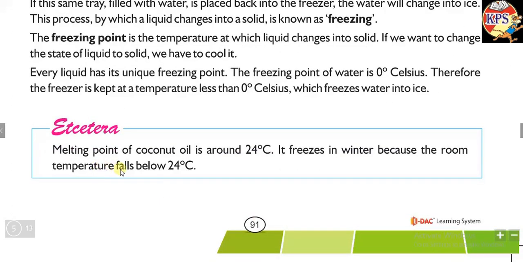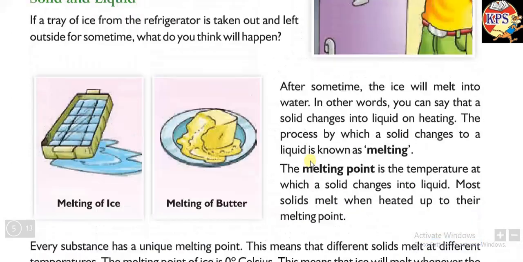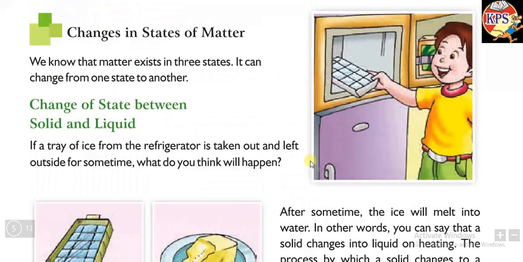The melting point of coconut oil is around 24 degrees Celsius. It freezes in winter because the room temperature falls below 24 degrees Celsius. So the melting point of coconut oil is different; it freezes at a particular temperature, and if you want to melt the coconut oil, you need a temperature of 24 degrees Celsius. So it will be easy for coconut oil to melt in summer. This is how a state of matter changes from one form to another.